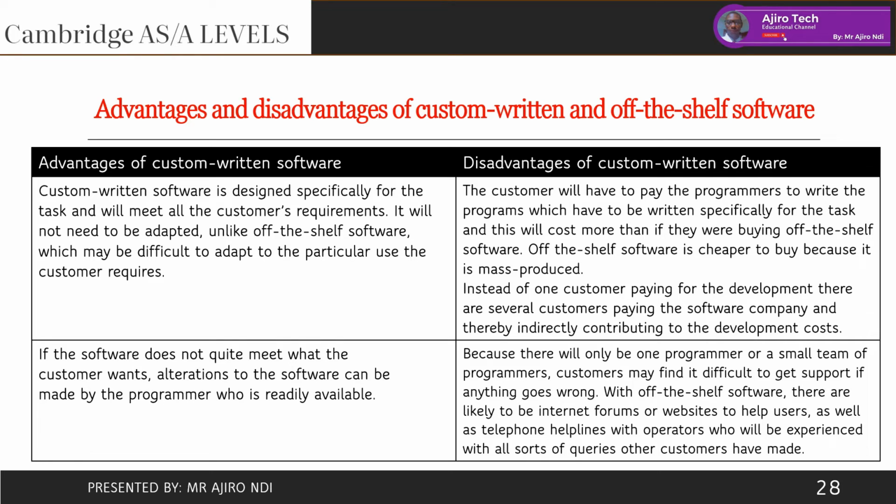If the software does not meet what the customer wants, obviously it can be modified by the programmer who is readily available. For its disadvantages, because there will be only one programmer or a small team of programmers, customers may find it difficult to get support if anything goes wrong. With off-the-shelf, there are likely to be internet forums, live chat, online help, as well as telephone helplines with operators who will be experienced with all sorts of queries other customers have made.